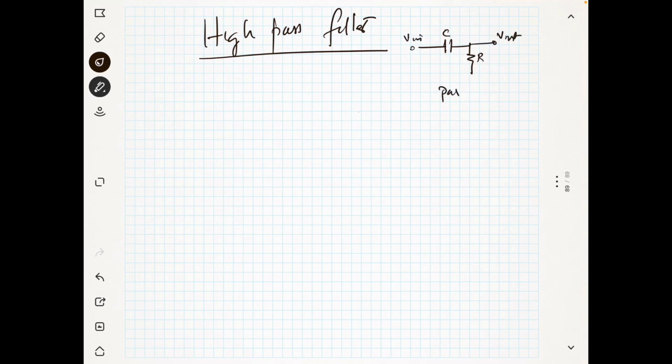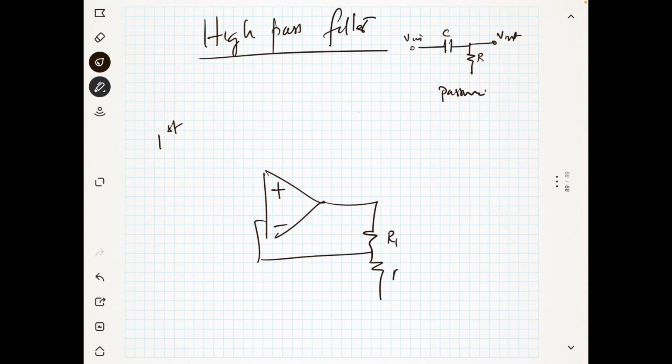This is the case of passive. So for the first order filter, we will use the same circuit. This is plus, this is minus, same circuit as in the low pass filter. This is R1, R2, and this is your V out.